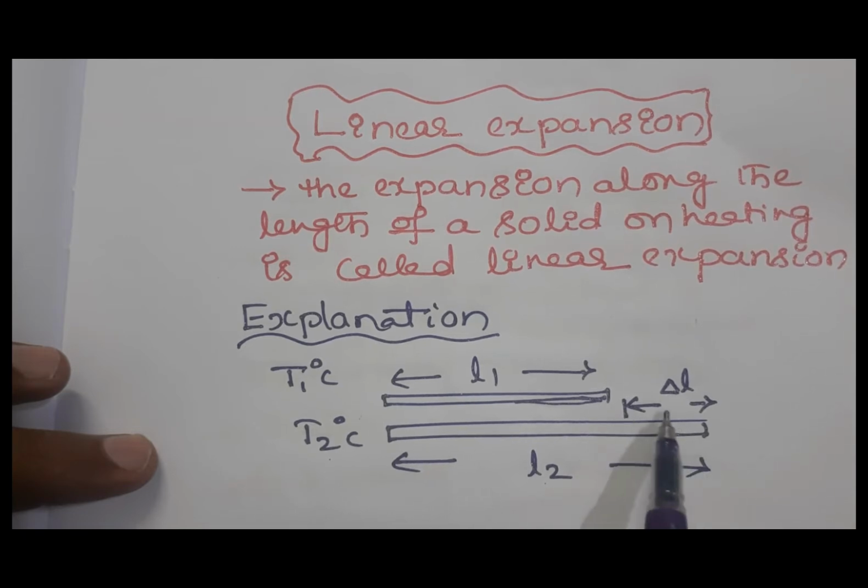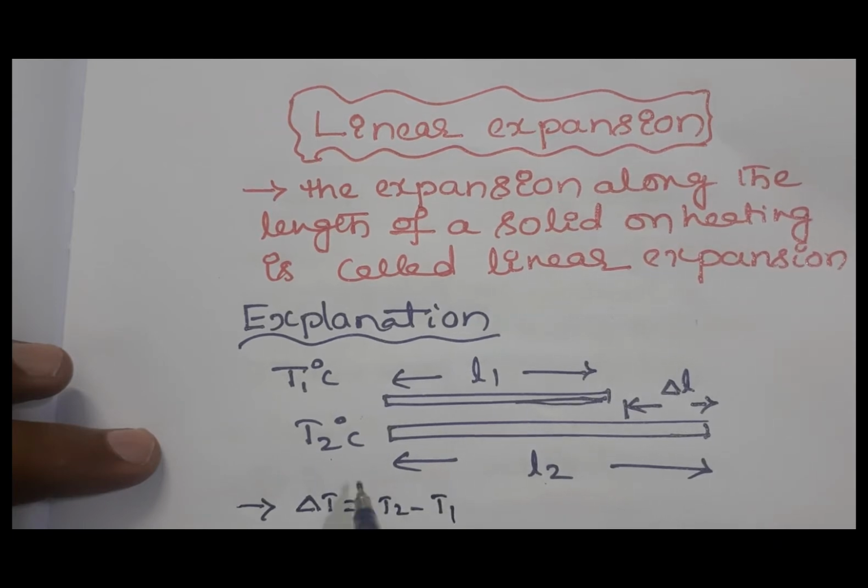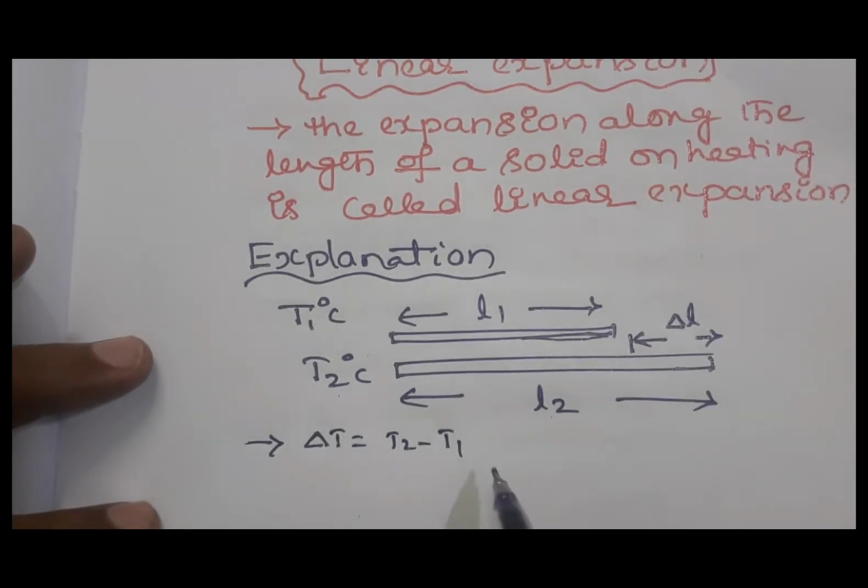Now what is the change in length? It is delta L. It is the original length at the temperature T1 degree Celsius, and at the temperature T2 degree Celsius, the changed length L2. So the change in length of the solid from here to here is denoted by delta L. Here the change in temperature is denoted by delta T, which is T2 minus T1, that is final temperature minus initial temperature. So the change in length of the solid rod, that is the metal rod, is L2 minus L1.